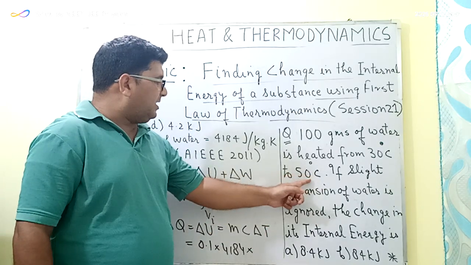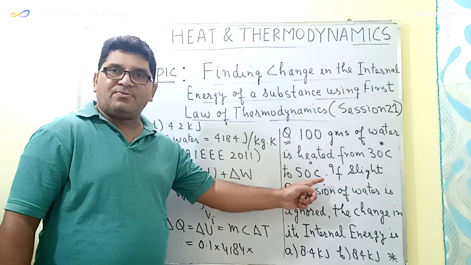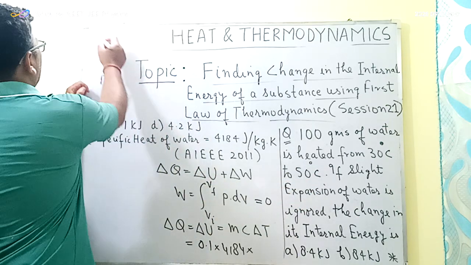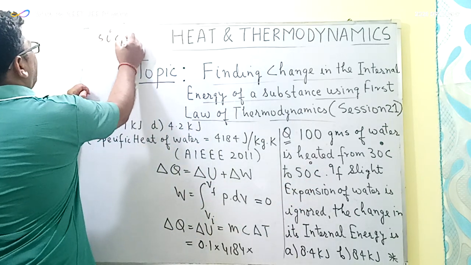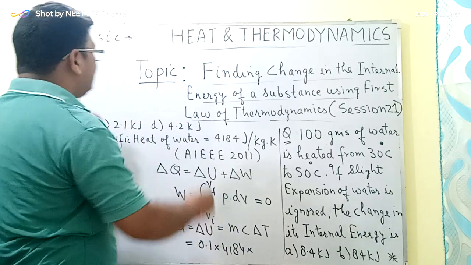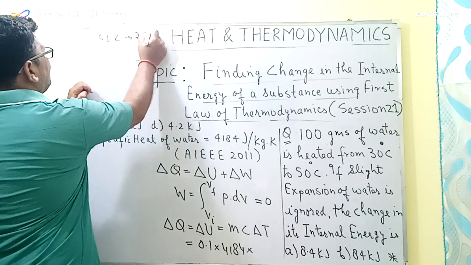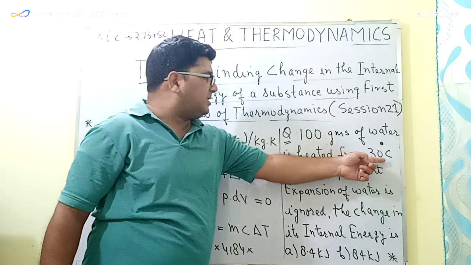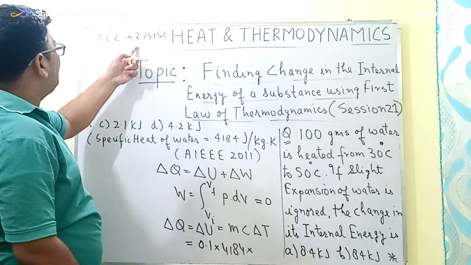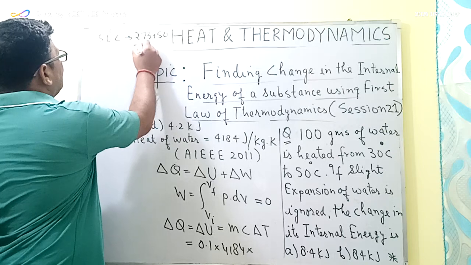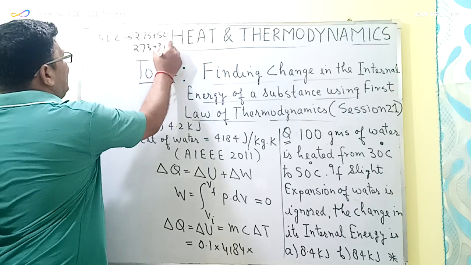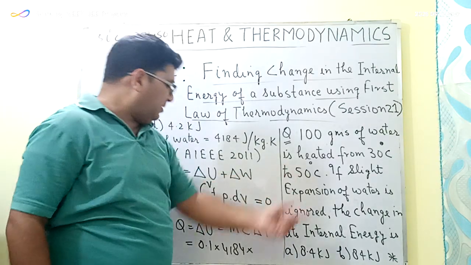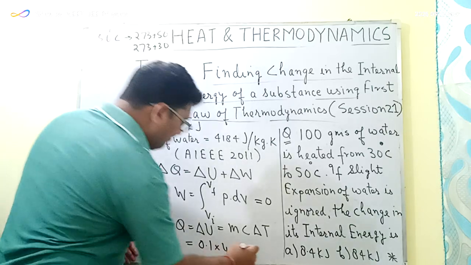If I convert 50 degrees centigrade into Kelvin, it will be equal to 273 plus 50. Similarly, if I convert 30 degrees centigrade into Kelvin, it will be equal to 273 plus 30. So finally when I subtract, I get delta T equal to 20.